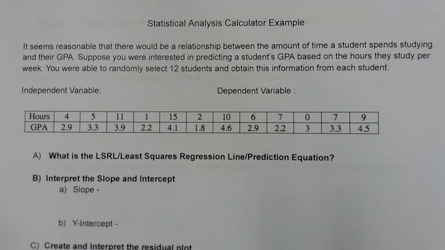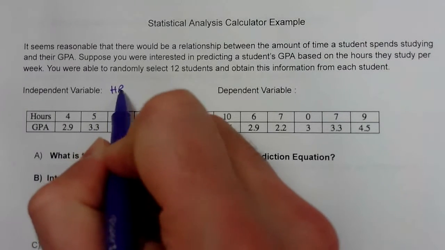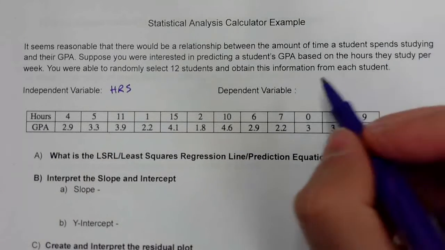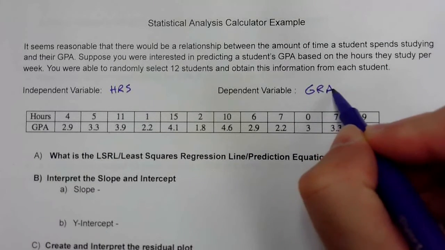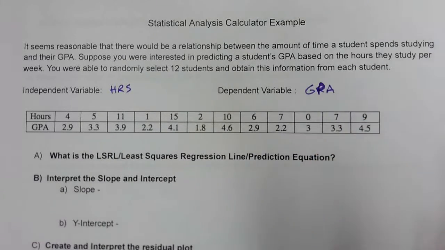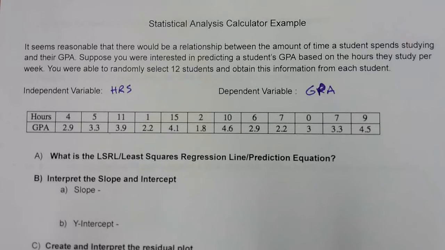All right, so we're looking at hours studied versus GPA. Our independent variable is going to be hours studied. Our dependent variable is going to be GPA, and I wrote R, GPA. What is the LSRL, least squares regression line, prediction equation? So remember, those are all the same thing.